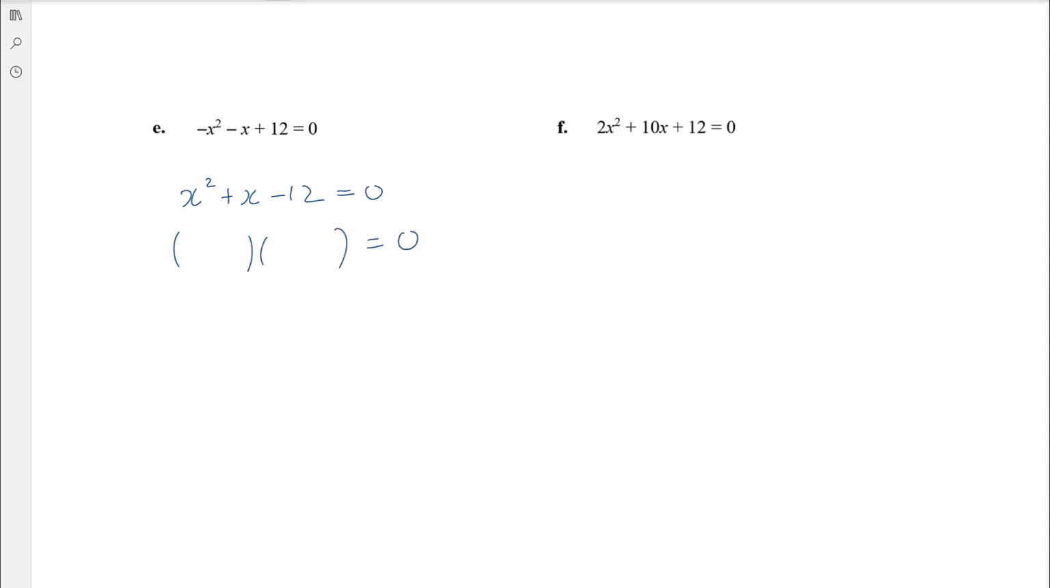So we use our simple factorization method, just a single x in each bracket, factors of -12 that add up to +1, +4 and -3. Now I have two things multiplying together to equal 0. Either that thing equals 0 or that thing equals 0, and from there we can get our two solutions.